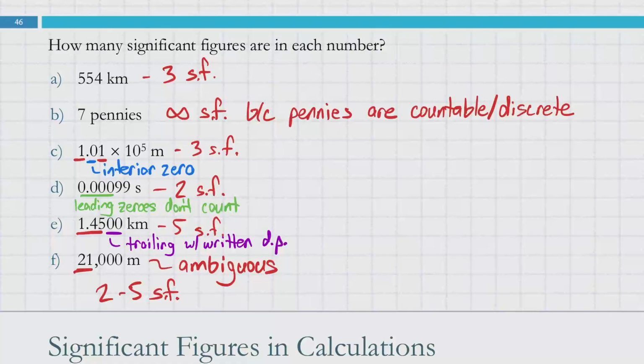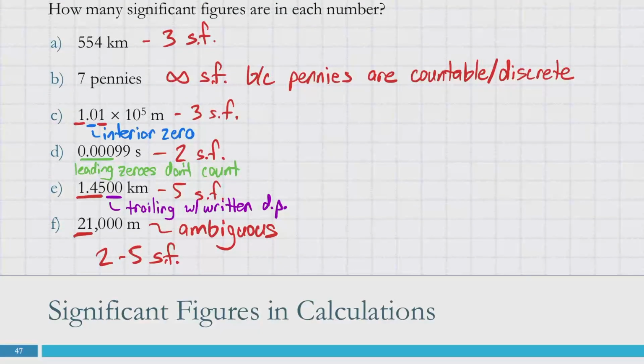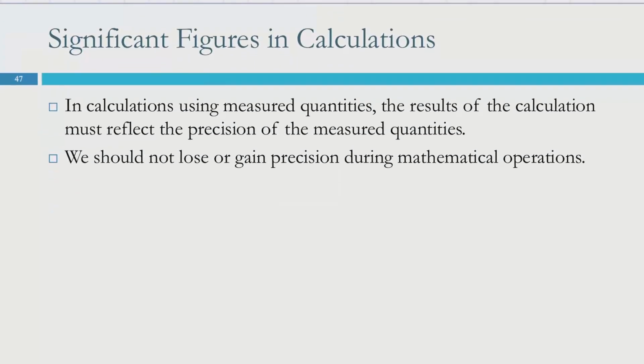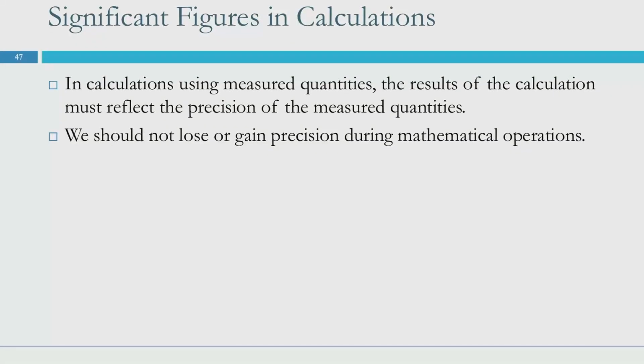Questions about any of those? Cool. It seems like we've got a good grip. At least the vocal people have a pretty good grip on counting significant figures. We also get to use them in calculations. So in calculations where we're using measured quantities, it's important that our results, the numbers that we get out of our calculation, reflect the precision of the measured quantities.